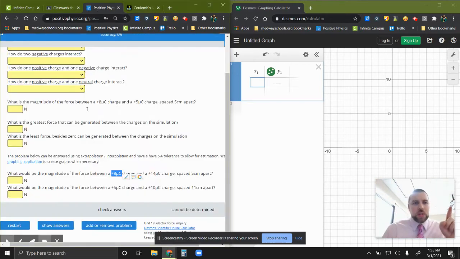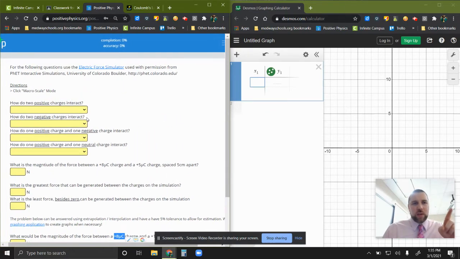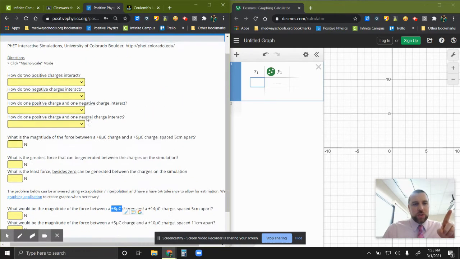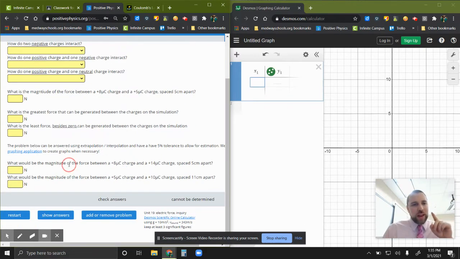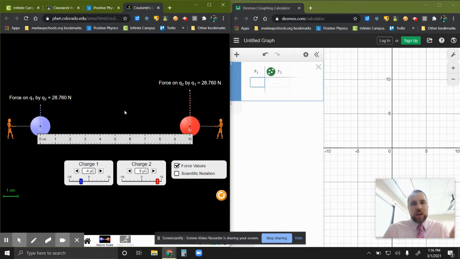And we're going to use the positive physics inquiry part of it to kind of get started. So they ask you some general questions that you can play around with the simulation with, but then they ask you a question about how much force there is between an 8 microcoulomb charge and a 14 microcoulomb charge. Well, we can't get 14 microcoulombs on this, but we can get several things that are smaller than that. So we want to collect some data and see if there's a trend.